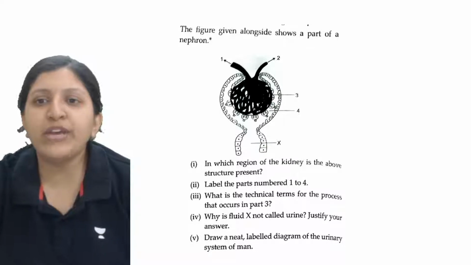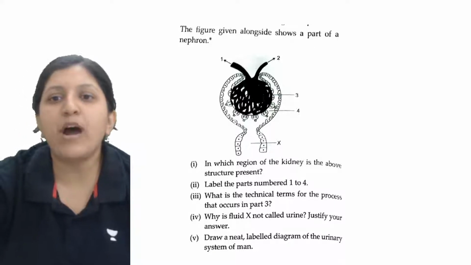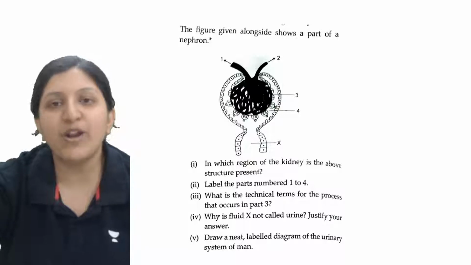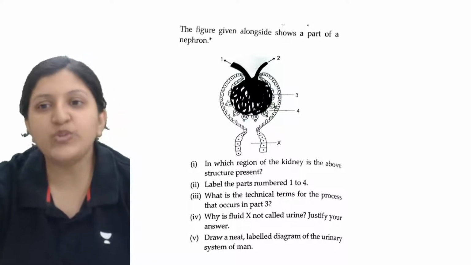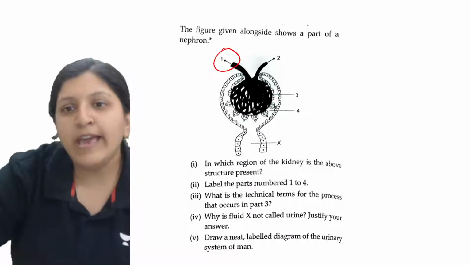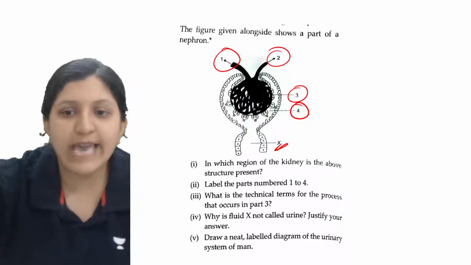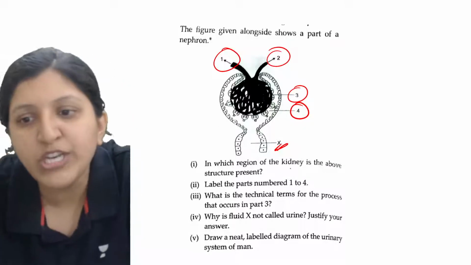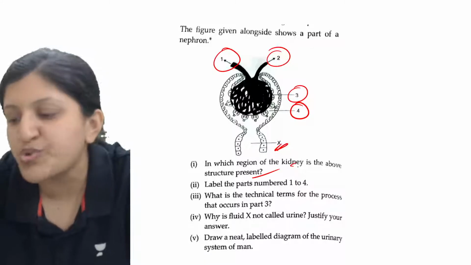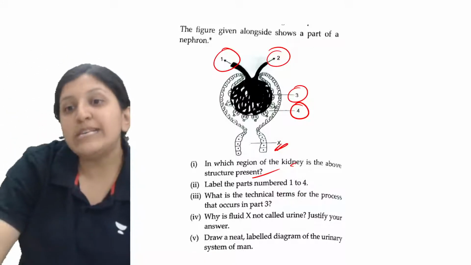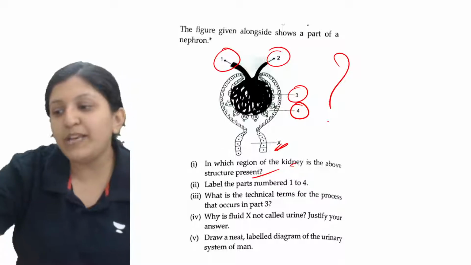The figure given alongside shows a part of a nephron, which you need to label. There is 1, 2, 3, 4, and this is X which is mentioned. In which region of the kidney is the above structure present? What structure is this? Anybody? What is that?